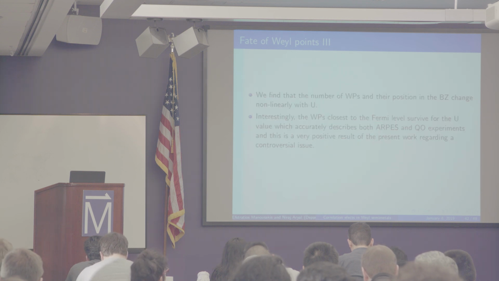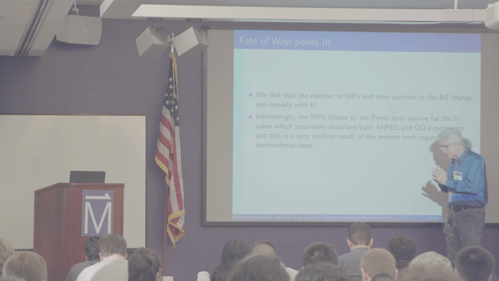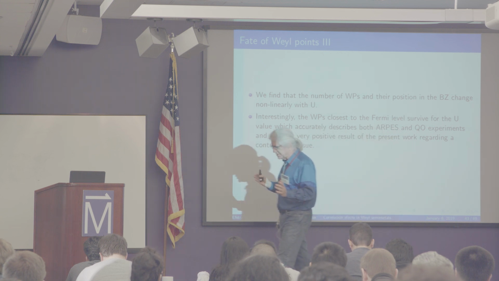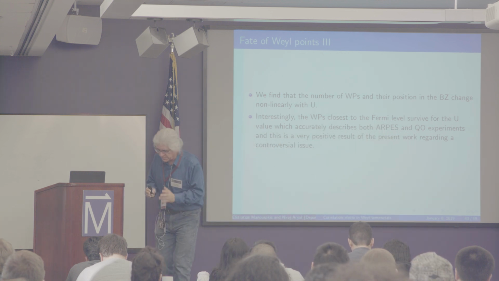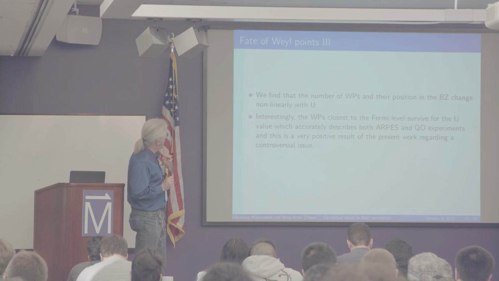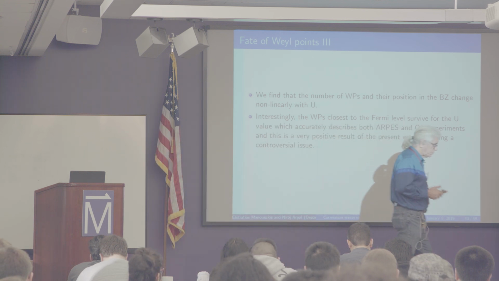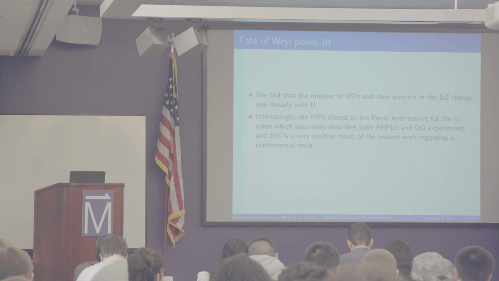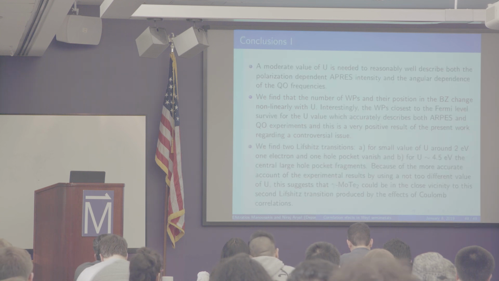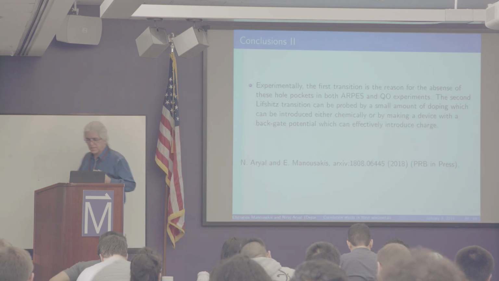Okay, so as I said, the fate of the Weyl points: they seem to be moving closer to the Fermi surface. Their number changes, but at the optimal value of U, which gives good agreement with experiments, the Weyl points are closer to the Fermi level, and at least you have those two that you like. And so at that value of U also we get some more reasonable agreement between ARPES and quantum oscillation experiments. I'll get to this conclusion, but let me talk a little bit about the other topic.